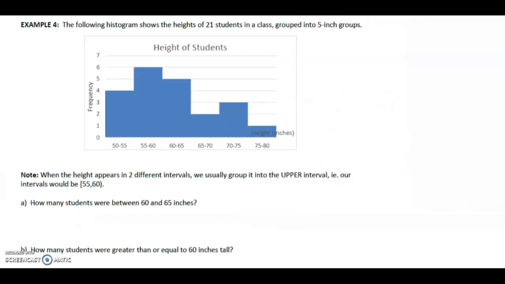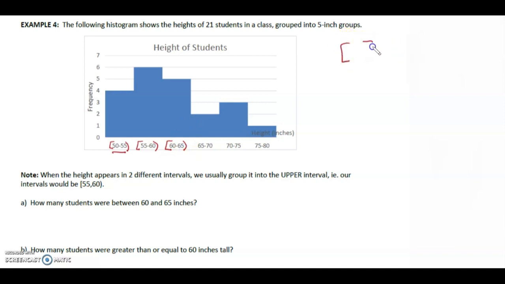Example 4. The following histogram shows the heights of 21 students in a class grouped into 5-inch groups. So on the x-axis, it's height in inches and its intervals, 50 to 55. So this would include 50, not include 55, but include 55 here, not include 60, because it's continuous, right? Include 60 here, not include 65.